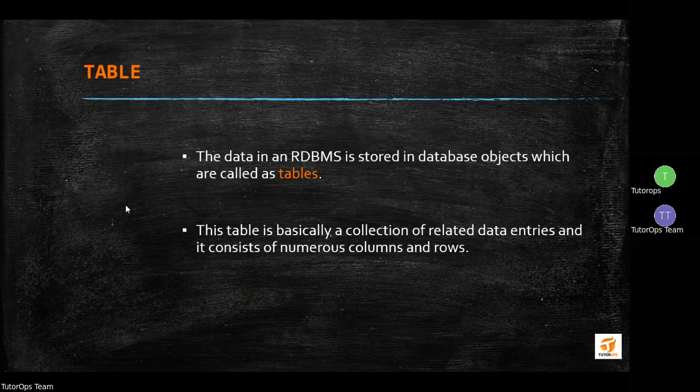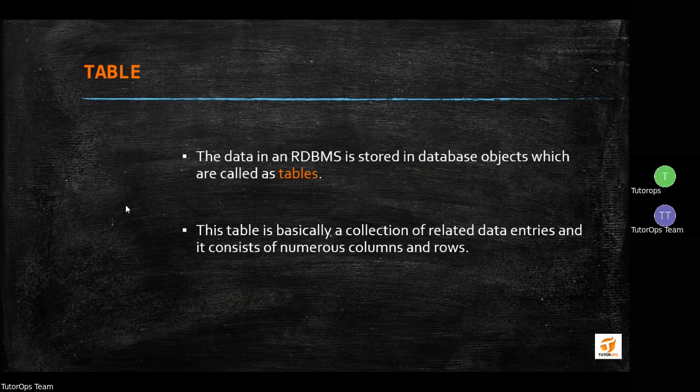Table. The data in a RDBMS is stored in database objects, which are called tables. So I already explained to you about tables. It's an object where we are storing data. RDBMS stores the data in tables. So this table is basically a collection of related data entries, and it consists of numerous columns and rows.